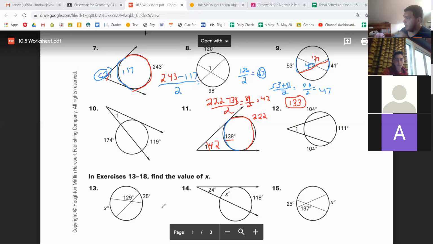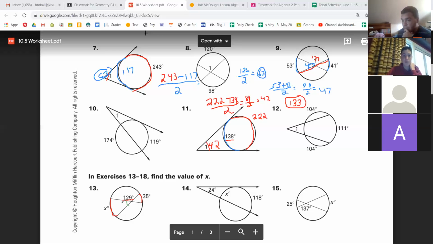All right, let's do number 13. Number 13, we have this one right here is 129, and we're looking for this arc over here. We're going to have to use this arc too. Now the problem is I don't know what this angle is in green. I can find that really easy by doing their supplementary pair, their linear pair. So it's 180 minus 129. So that should be 51.